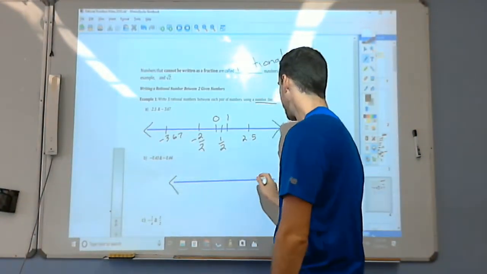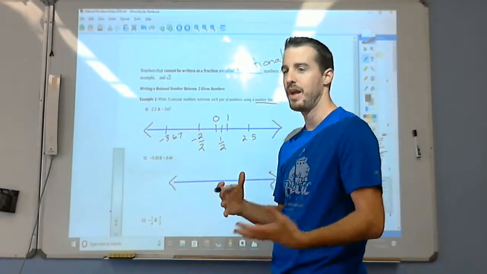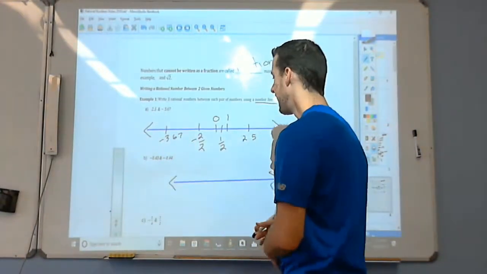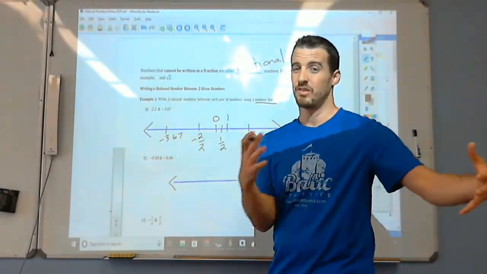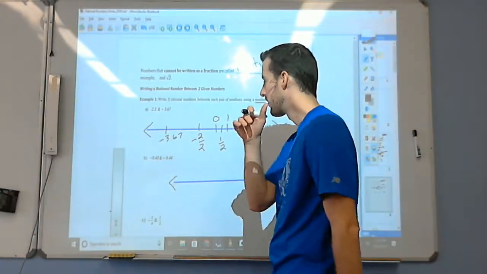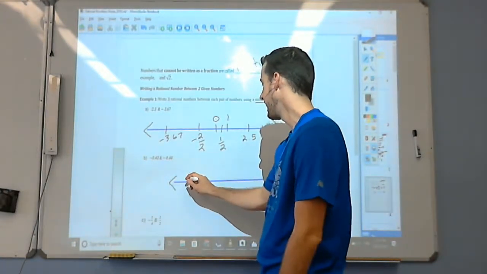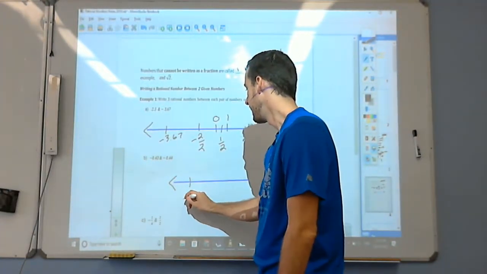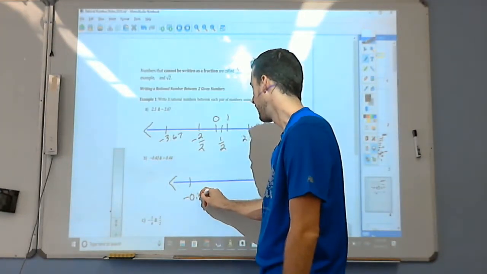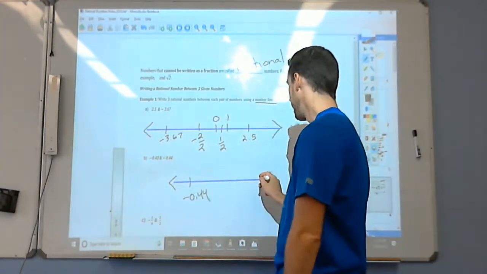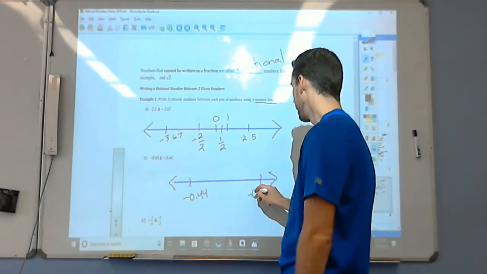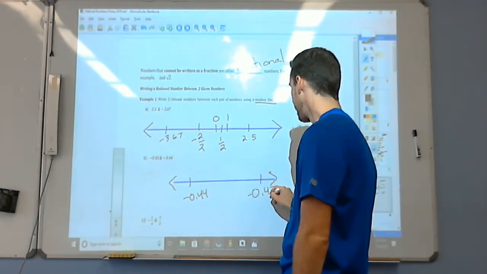So again, these lines go to infinity. There's no end. Numbers are infinite, right? They just get bigger and bigger or smaller and smaller if we're talking about negatives, okay? So over here we have negative 0.44, right? Because it's more negative than negative 0.43, okay?